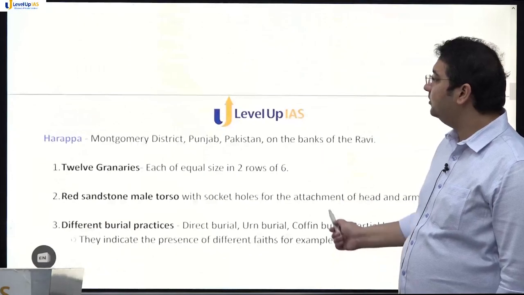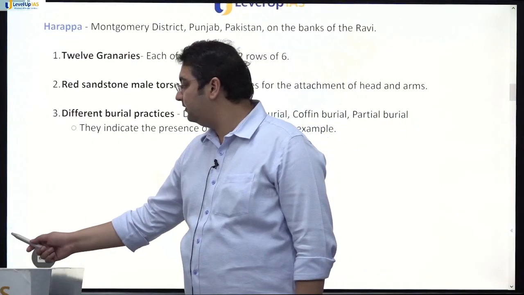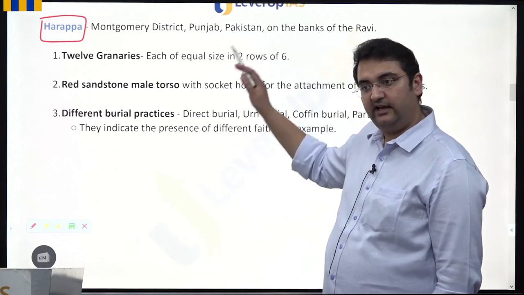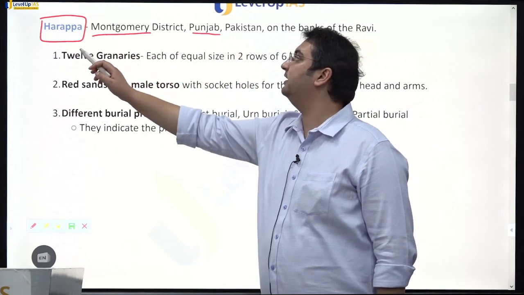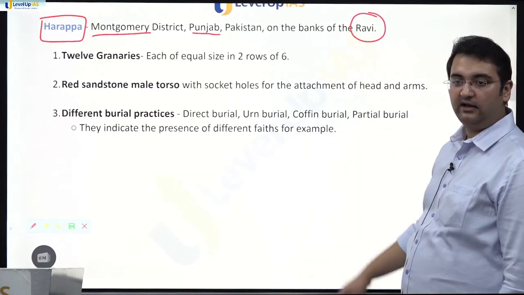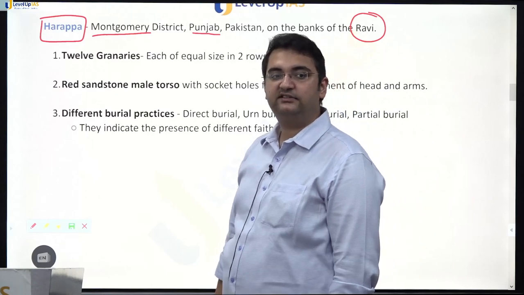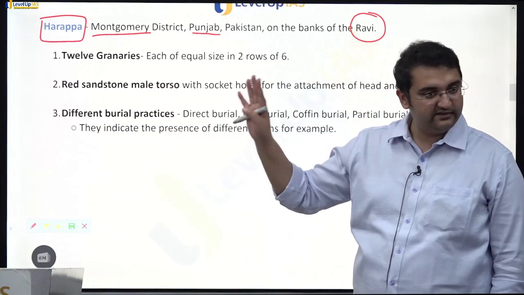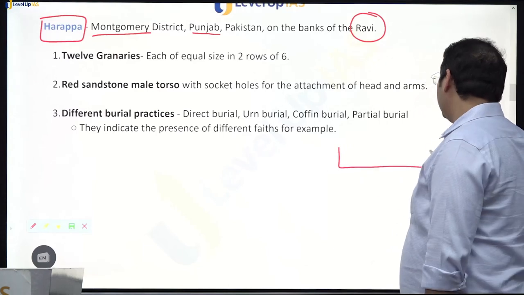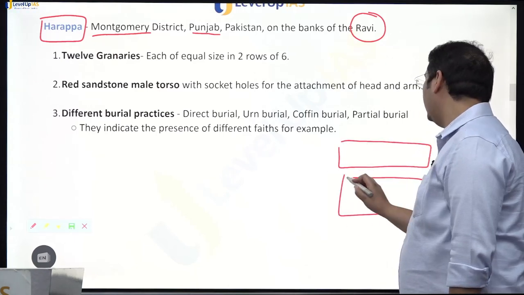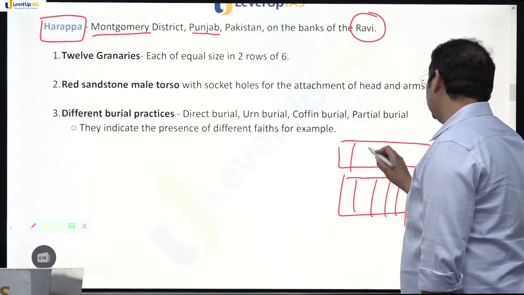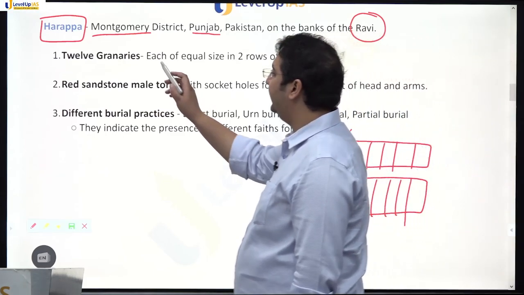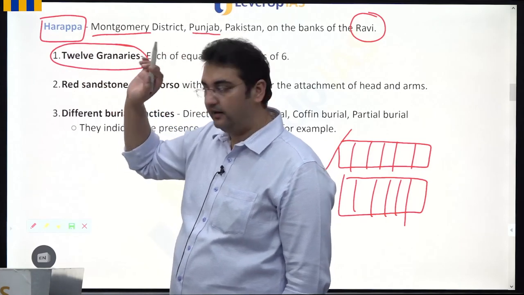So that was about Mohenjo-daro. Next we have Harappa. Where is Harappa? Once again in Pakistan, Punjab, Montgomery district, on the banks of which river? The Ravi. Now at Mohenjo-daro we had discovered a single great granary. Over here we have not discovered a great granary, but granaries are definitely present, right? We have two rows of six small cells acting as granaries each. So total 12 granaries have been found. Once again, significance is going to be the same as the great granary.